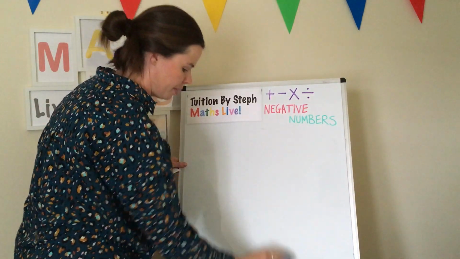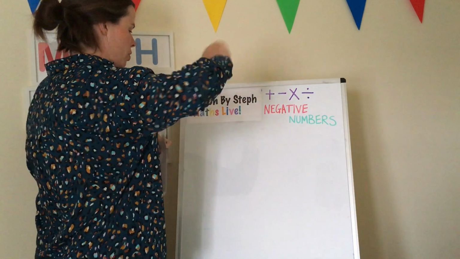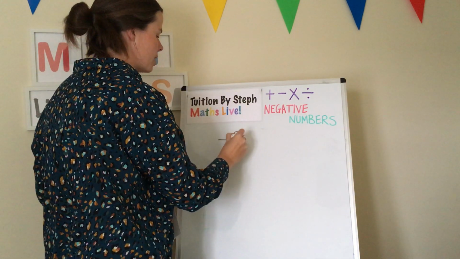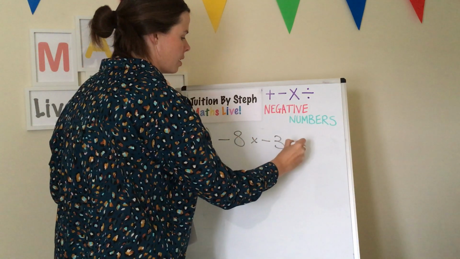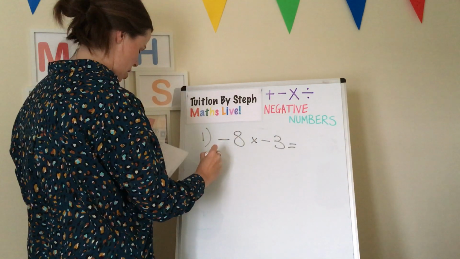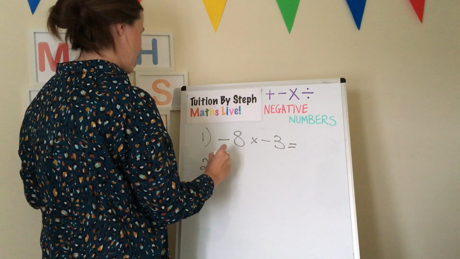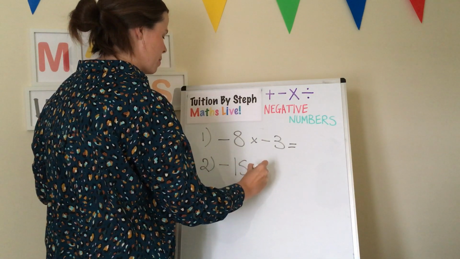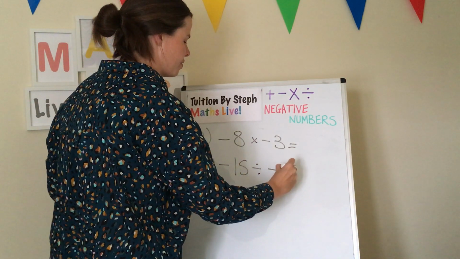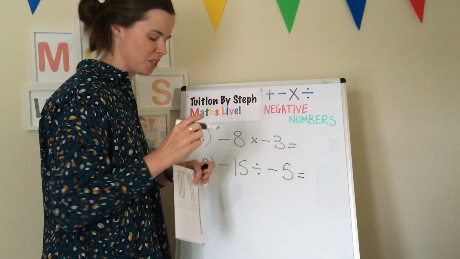Last 2. I'm going to do question 1, negative 8 times by negative 3. That's question 1. And question 2 is going to be negative 15 divided by negative 5. Are you ready? Steady, pause.